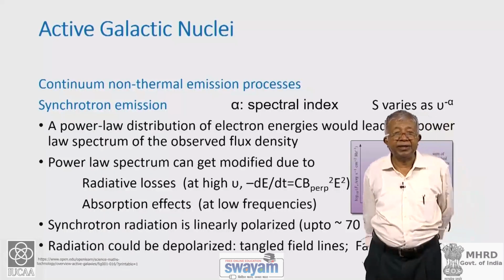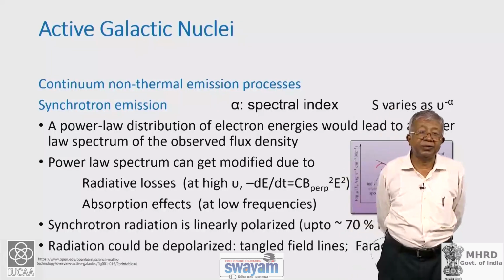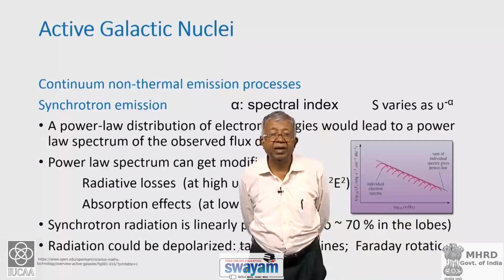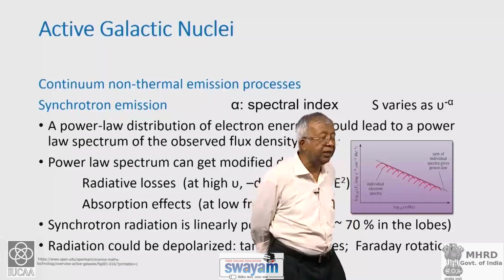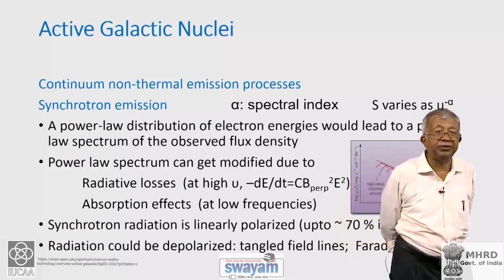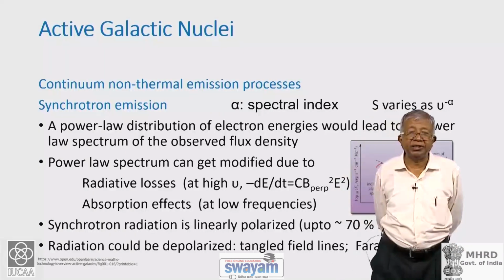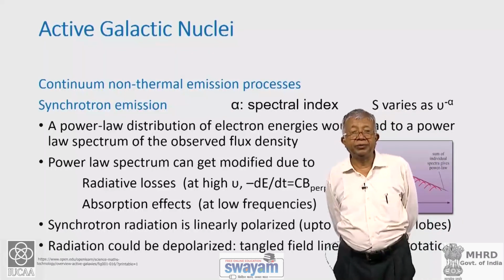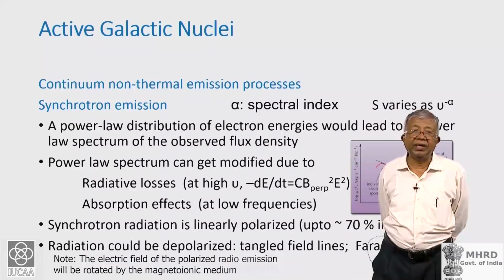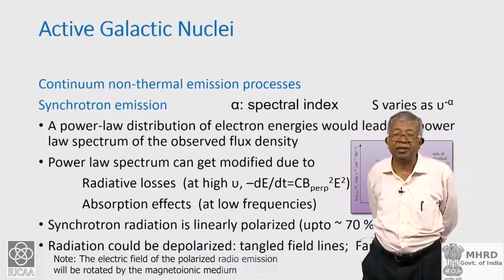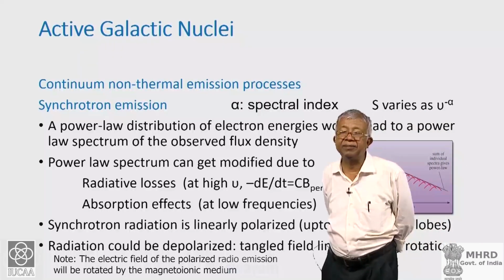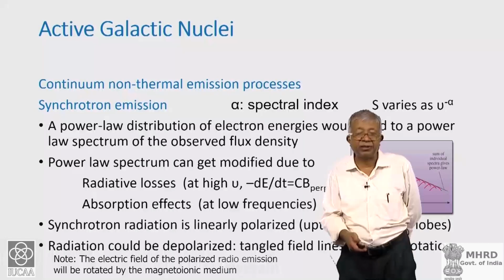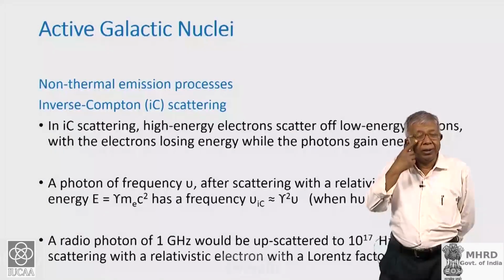Another characteristic of synchrotron radiation is that it is polarized, and the polarization could extend up to about 70%. However, this can go to lower values if the radiation is depolarized, and depolarization can occur if, for example, the field lines are completely tangled up. You'll still see the synchrotron emission, but the degree of polarization will drop. Polarization will also drop if the field lines are going through a magnetoionic medium, where due to Faraday rotation, the field lines will be rotated by different amounts along slightly different lines of sight or path lengths. When you average this with the beam of a telescope, you will see a drop in the degree of polarization. So these are the characteristics of continuum or synchrotron emission.